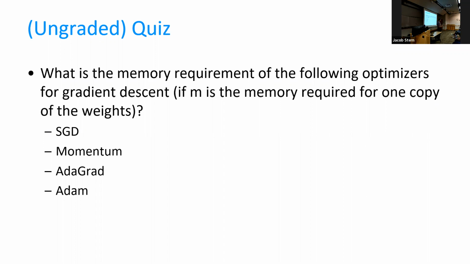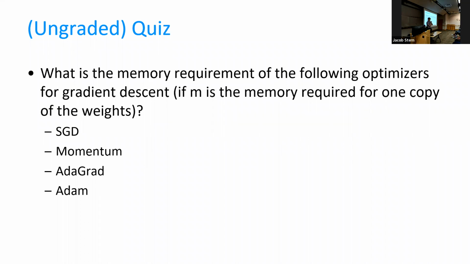It's a good shot. So Adagrad is 3M, and this is how we get it. We have our weights, we have our gradients, and then we are tracking the squares of our gradients, and that's what our R vector is. So weights, gradients, and squared sum of gradient means that Adagrad is 3M.